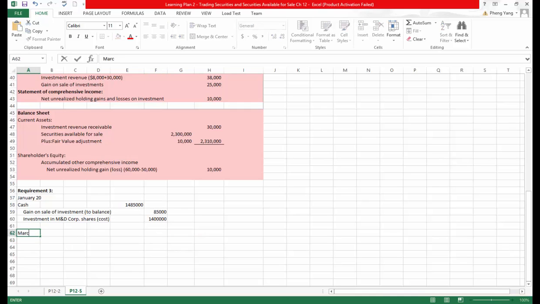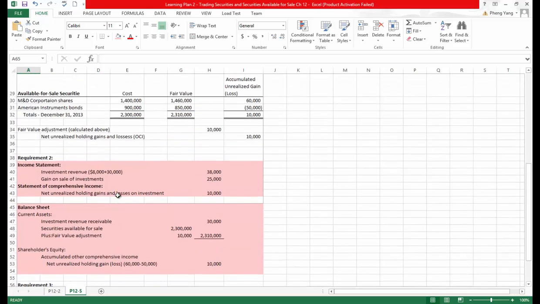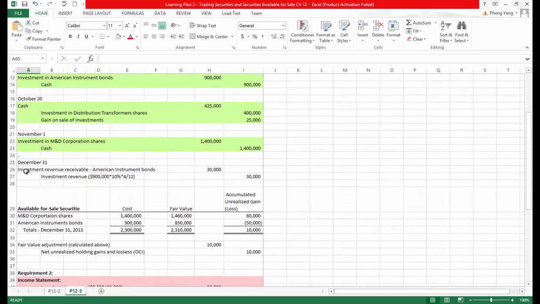All right, on March 1st, they received semi-annual interest of $45,000 on the investment in American Instrument bonds. So we received our interest. We're going to record that $45,000 as cash. We're going to credit investment revenue receivable for that $30,000 that we recorded above. Because remember earlier, we had to accrue interest.